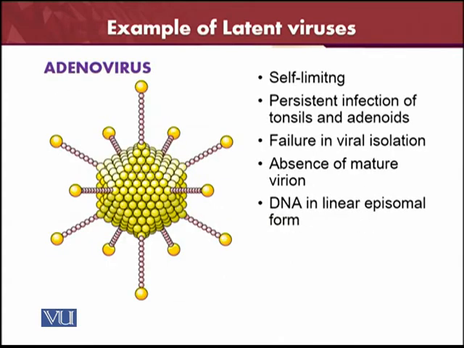Then the adenovirus. Adenoviruses cause a self-limiting persistent infection of the tonsils and adenoids. They are present inside the body, and this infection will also be caused by them even during latency. But we fail to isolate the viruses, as we already studied, except from tissue homogenates, not from the blood. The mature virion is not present. They are present in the cytoplasm or the nucleus in linear bodies. DNA is in linear episomal form, so the mature virion is very difficult to isolate.